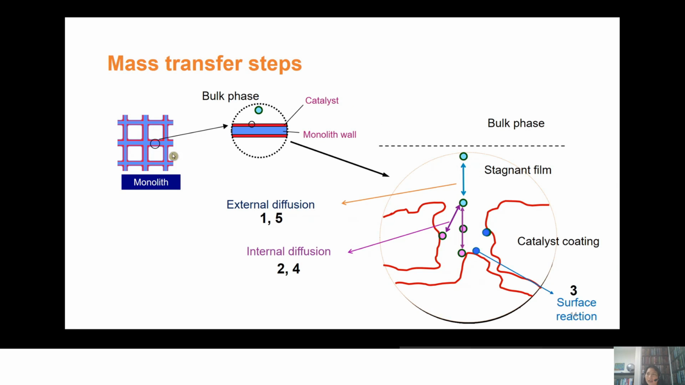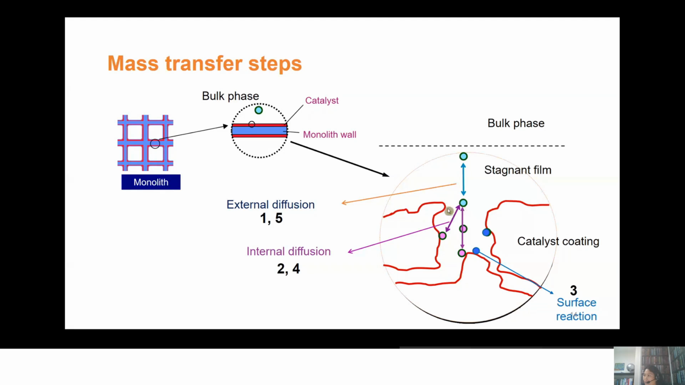So again, here is our monolith. And this is a close-up of the wall and the catalyst coating. Looking in more detail, you can see the bulk phase at the top. This is the more detailed representation. This is our bulk phase, and this is the stagnant film. So you can see the bulk phase on the top and then the stagnant film next to the catalyst coating.